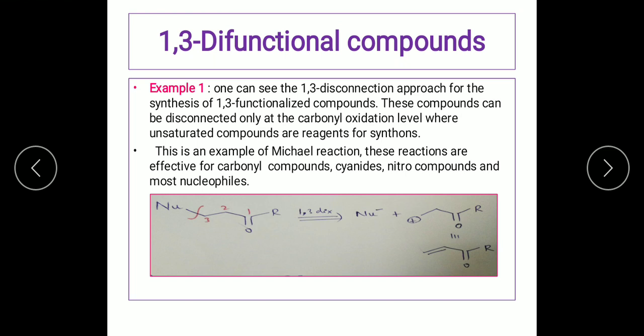Now the synthetic equivalents of this type, wherein there is a nucleophile and there is a synthetic equivalent which is an electron rich compound, or alpha beta unsaturated compound, alkenes. So when you find this kind of an intermediate, or when you find this kind of a synthetic equivalent, then this is a typical example for Michael reaction. So usually 1,3 DIX always gives rise to Michael reaction whenever we write down the synthesis for this kind of disconnections. So first of all, let us study what is Michael reaction.